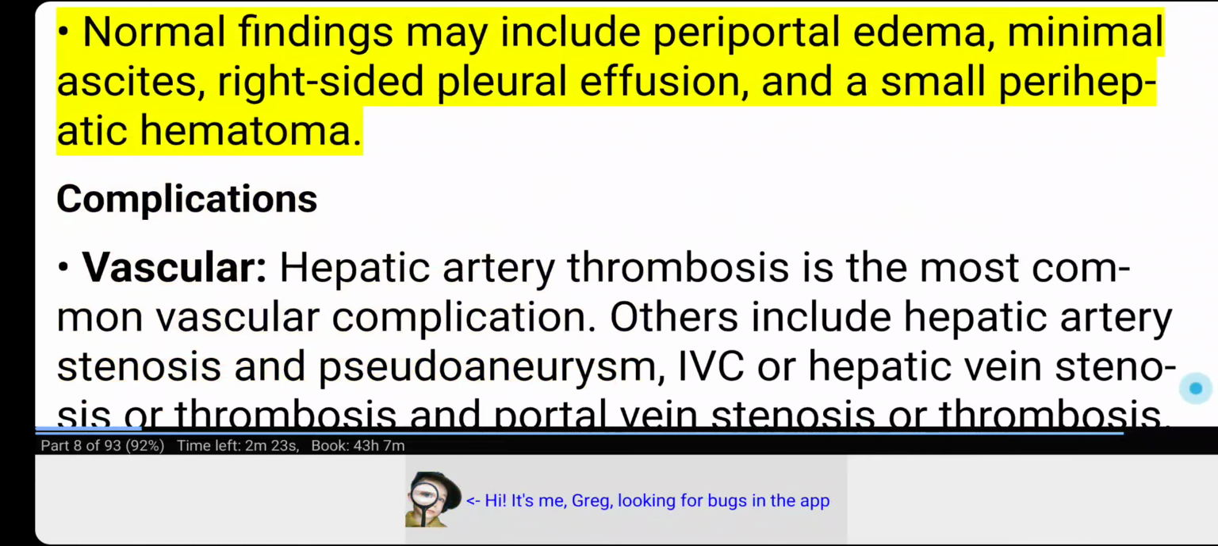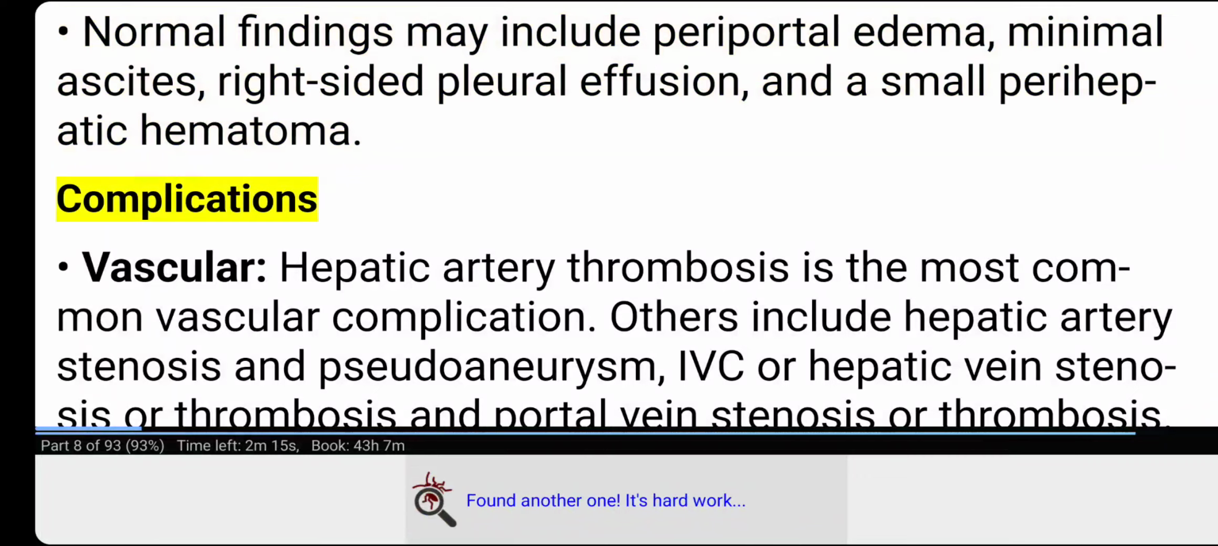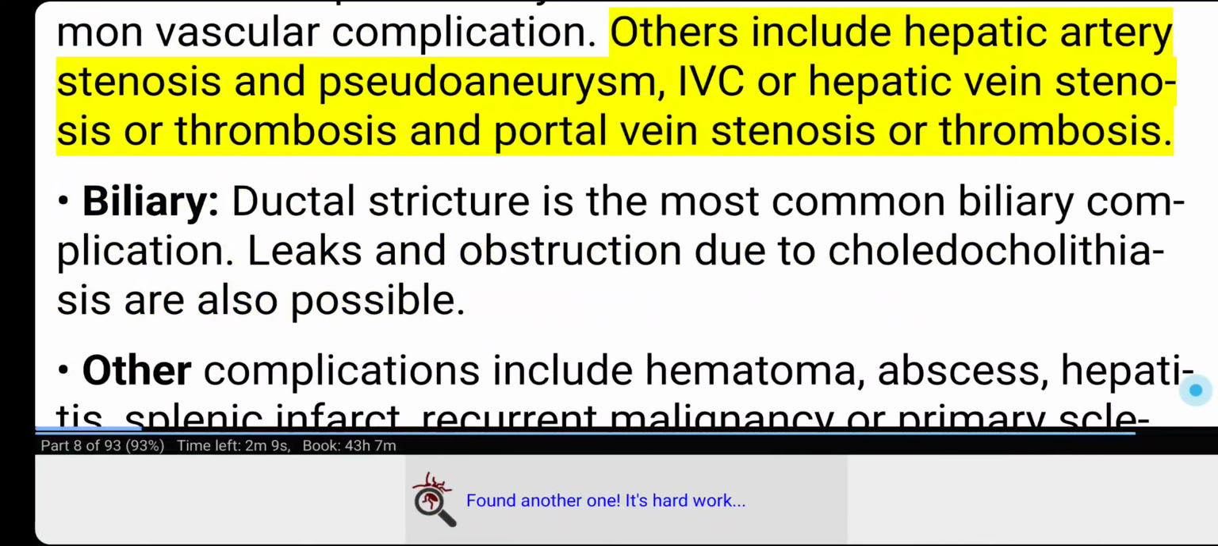Post-operative appearance. Normal findings may include periportal edema, minimal ascites, right-sided pleural effusion, and a small parahepatic hematoma. Complications. Vascular. Hepatic artery thrombosis is the most common vascular complication. Others include hepatic artery stenosis and pseudoaneurysm, IVC or hepatic vein stenosis or thrombosis, and portal vein stenosis or thrombosis.